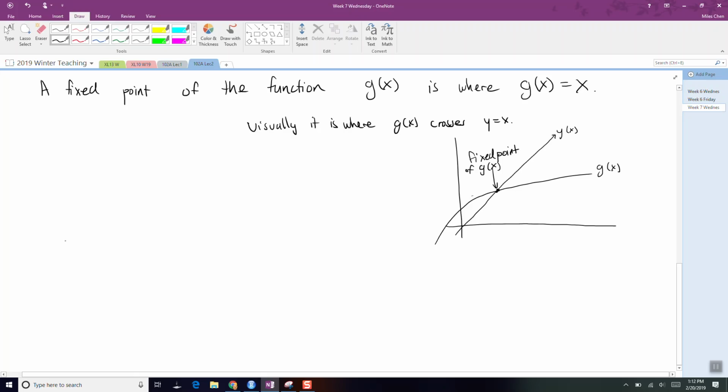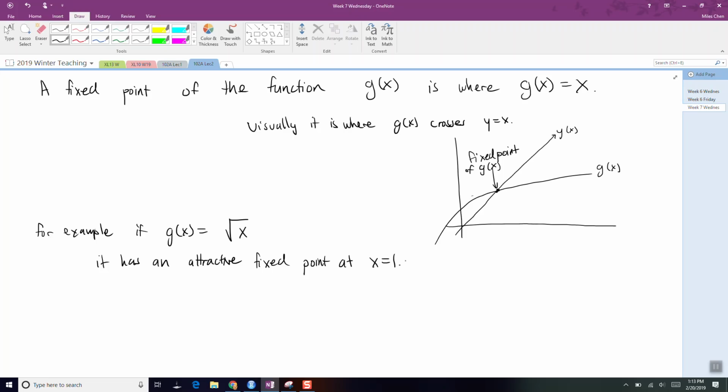So for example, if g of x equals the square root of x, it has an attractive fixed point at x equals 1, okay? And what we mean by an attractive fixed point is that you can start off at any value, and if you keep applying this function, the square root function, it will eventually give you back 1 or something very close to it, okay?